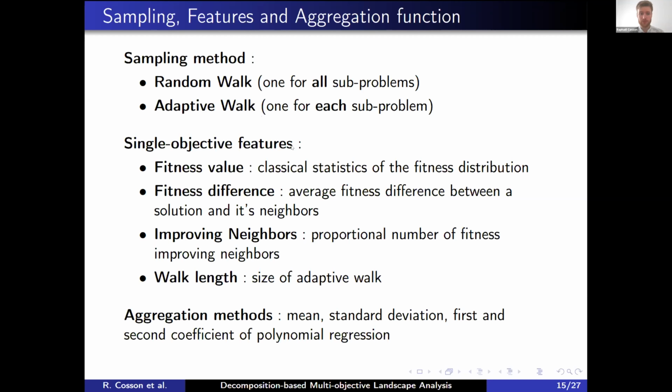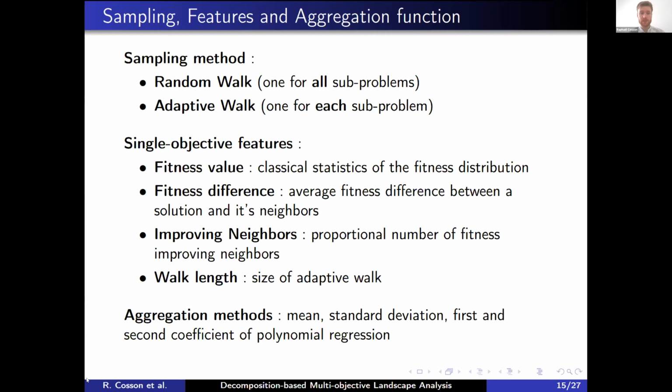In terms of features, we use 4 sets of features, either from the literature or inspired by the literature. The first set is the distribution of fitness values, which consists of classical statistics about the fitness distribution. The second set is the distribution of fitness differences between a solution and its neighborhood. The third set is the proportion of fitness improving neighbors for a solution. And the fourth set is the size of the adaptive walk. And finally, to aggregate the features, we use 4 functions: the mean, the standard deviation, and the first and second coefficients of a polynomial regression.